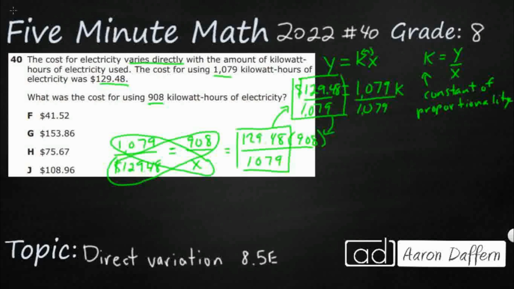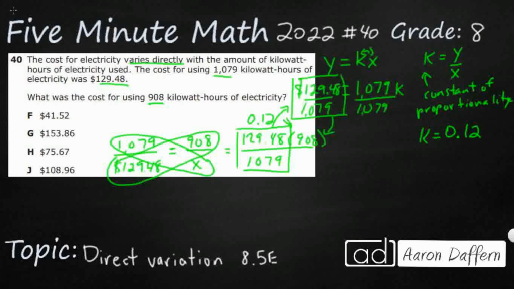Let's see what my constant of proportionality is. I'm going to take my 129.48, definitely use my calculator here, and divide that by 1079. Oh, comes out to a nice even 12 cents each. All right, so my constant of proportionality here equals 12 cents. So this equals 12 cents.